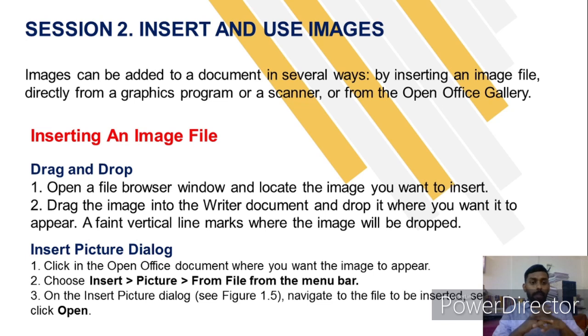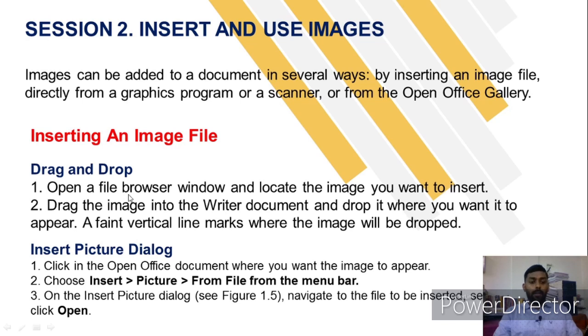Moving on to the topic: images can be added to a document in several ways, by inserting an image file directly from a graphic program or a scanner, or from the OpenOffice gallery. Normally, we use the OpenOffice gallery. Plus, we can insert using a scanner. Then inserting an image by drag and drop. That's the first option. You know how to insert that.